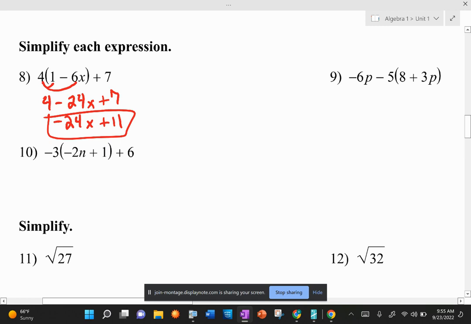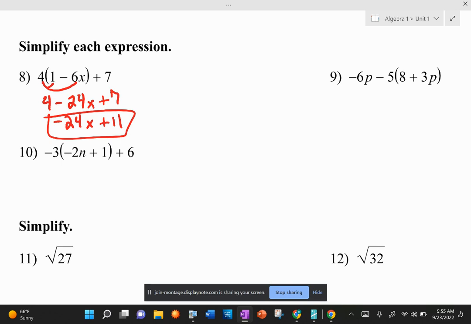Because you're only simplifying. We're not solving anything. You can't solve anything that doesn't have an equal sign. It has no equal sign.